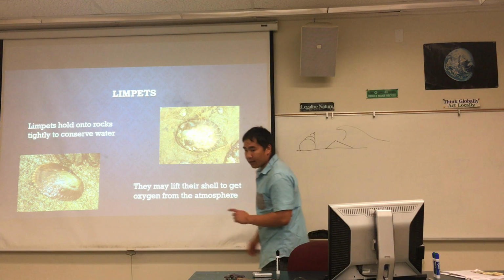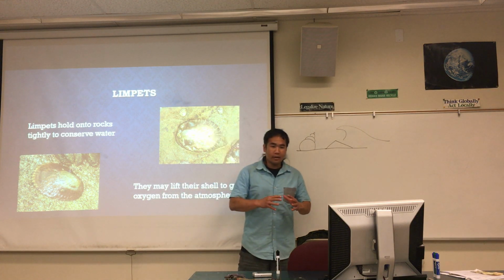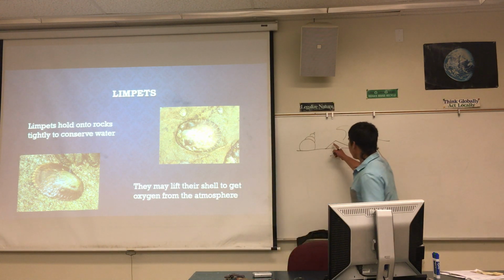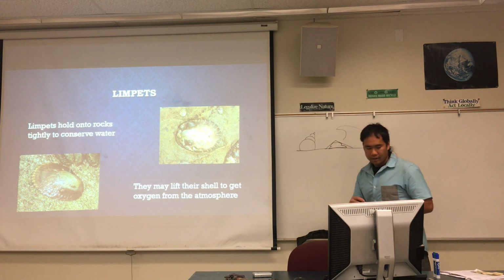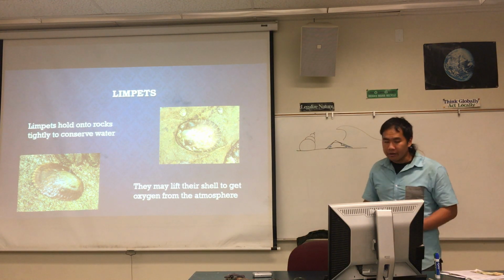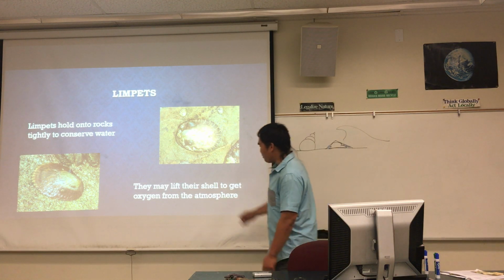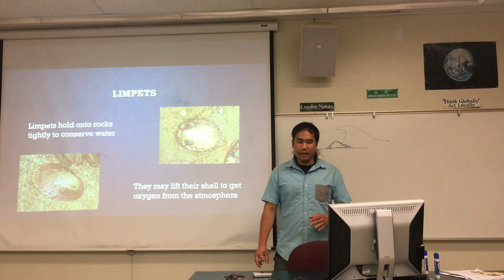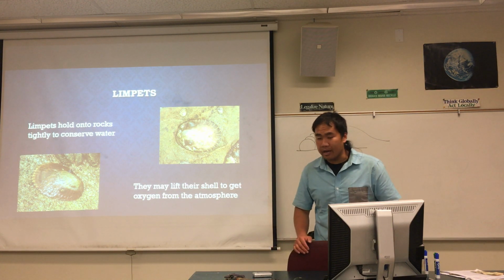Let's talk about these guys, limpets again. In order to conserve water, they suck down tightly to the rock, and hopefully they can hold some water in between the rock and their shell, right? So underneath, here's their body. Hopefully on the corners, they're holding some water in, mainly to keep their gills moist, right? They need to keep their gills moist if they want to keep breathing. Okay, and if they ever need some oxygen, they may be able to lift their shells just a tiny bit to get some air to go inside, but not too much, because if they lift their shells too much, what will happen? Their water will just leak out and they will dry out.